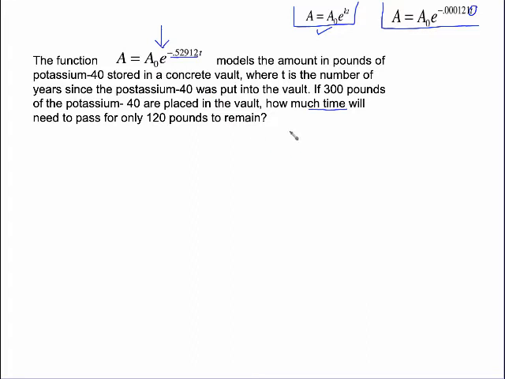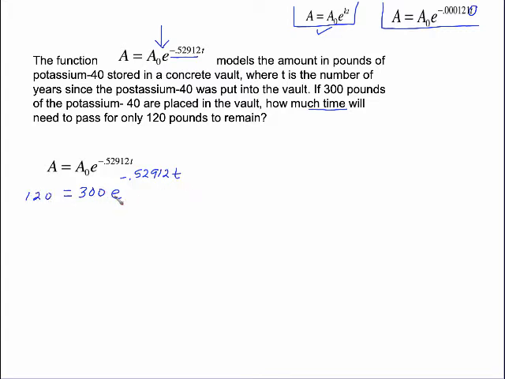So we've got our function right here. I'm going to bring it down here so I can work with it, and we can start plugging in. Remember, we are looking for t. A sub 0 is your initial amount. We're putting 300 pounds in a vault, so that's our initial amount. e stays e, negative 0.52912t, and that equals A, which is the amount that's left after this amount of time, and that is 120 pounds.